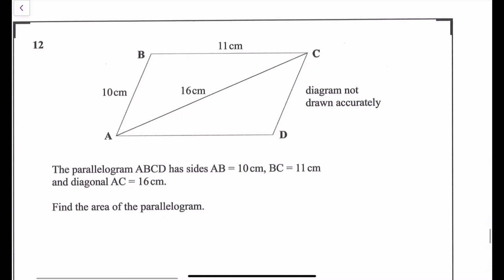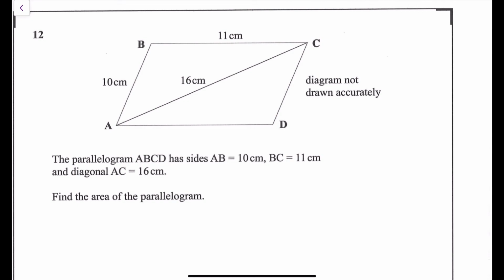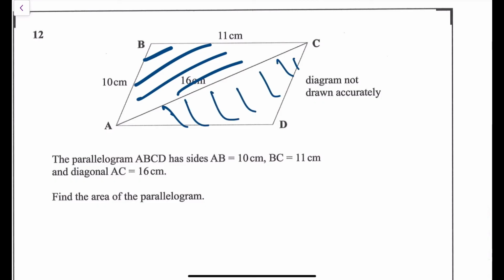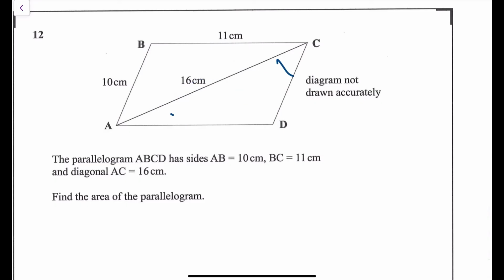3 more questions. It says the parallelogram ABCD has sides AB, which is equal to 10, BC, which is equal to 11, and a diagonal AC is equal to 16. Find the area of the parallelogram. Right. To find the area of this parallelogram, we could find the area of this triangle here and then just double it, because the other triangle is going to be the same. But before we do that, we would need to find this angle in here.